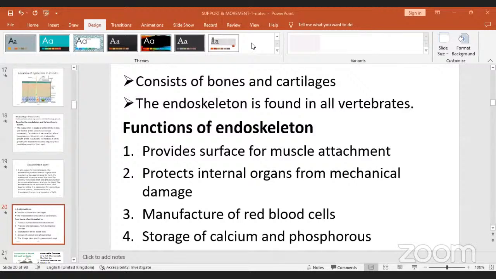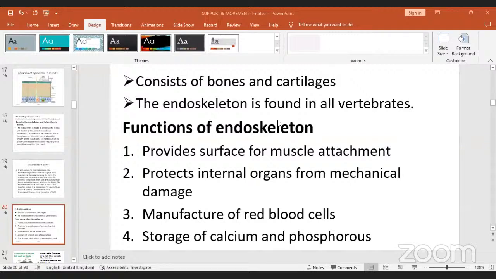Marrow of long bone. Yeah, so you have to differentiate. Bone marrow of short bones, like bones of the vertebral column, is where red blood cells are manufactured. Bone marrow of the long bones, that's where the white blood cells are manufactured. Okay, so the manufacture of the red blood cells and the white blood cells: red blood cells in the marrow of the short bones, white blood cells in the marrow of the long bones.